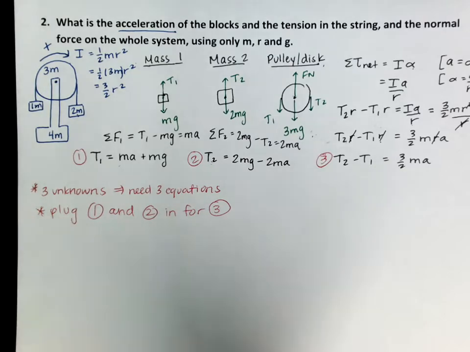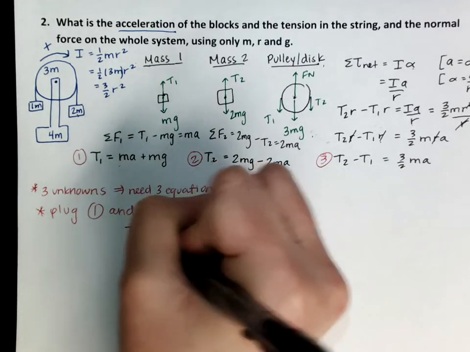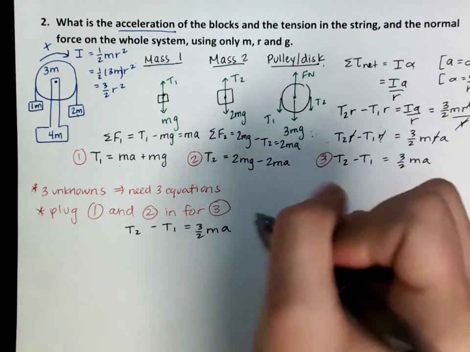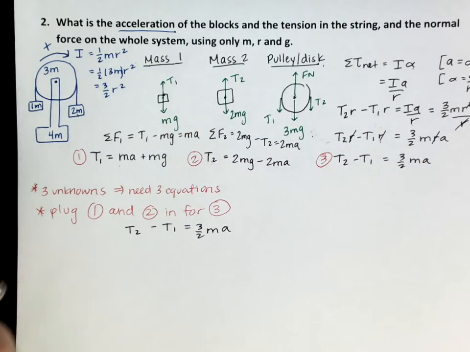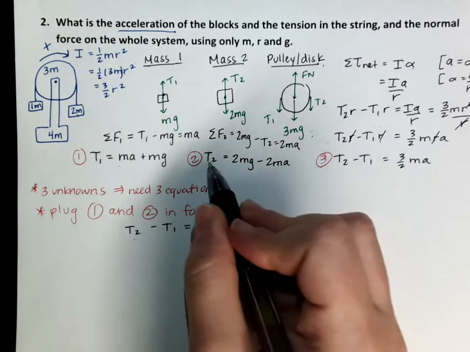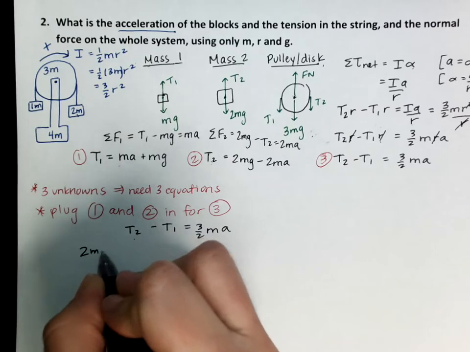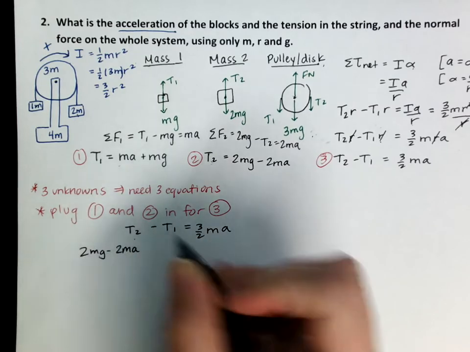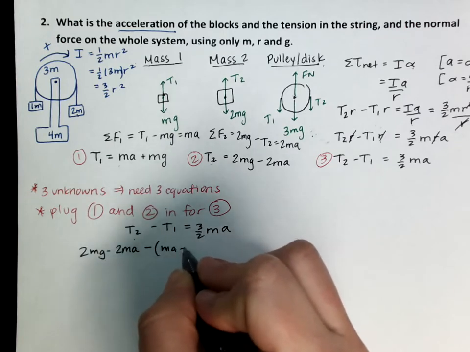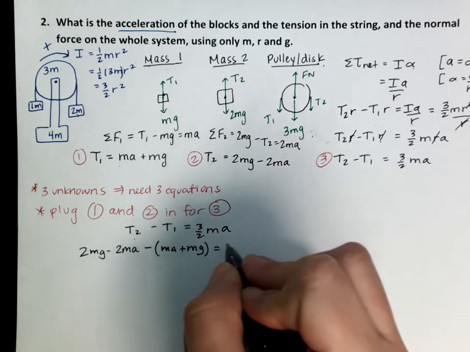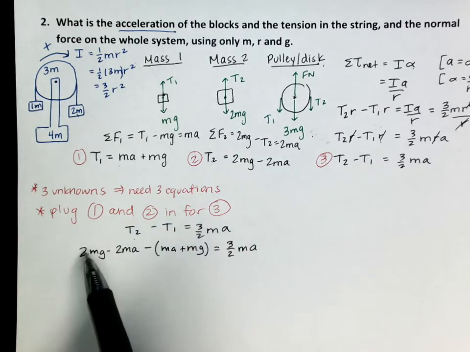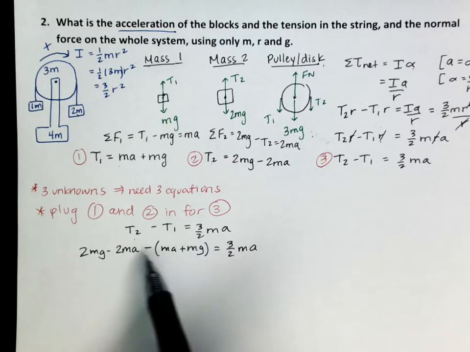Okay, so I'm just going to write 3 again. T2 minus T1 equals 3/2 MA. That's going to become, well, T2 is 2mg minus 2ma, so I'm going to plug that in right here for T2. And then T1 is right here, so minus the quantity of T1. Okay. So now we have one equation with one unknown, our acceleration.